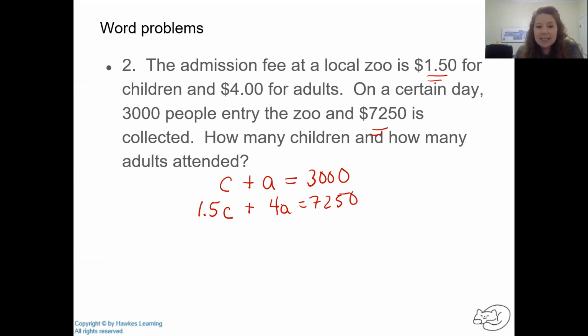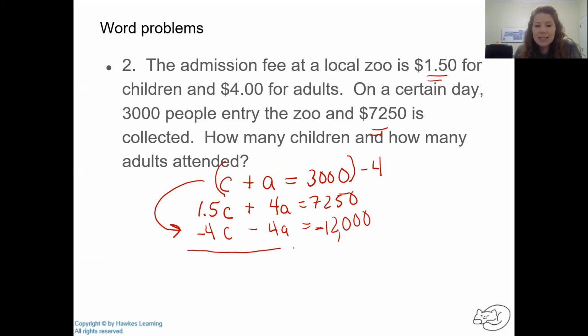All right, now we could do a couple of things. Since I have two A's lined up here and it's easy to get rid of a positive 4A, I'm going to multiply everything by -4. I'm going to use elimination. So I'm going to pull this down here. -4 times C is -4C. -4 times A is -4A. And -4 times 3,000 is -12,000.